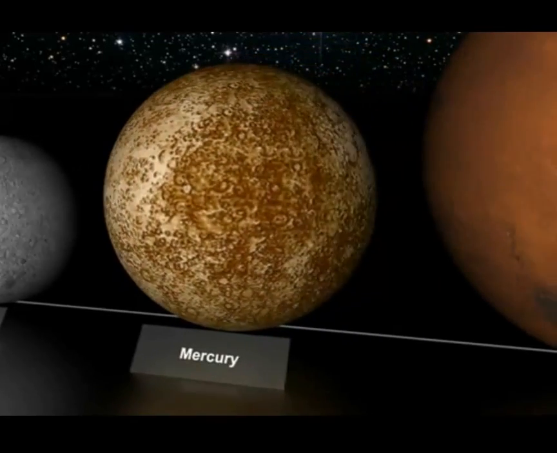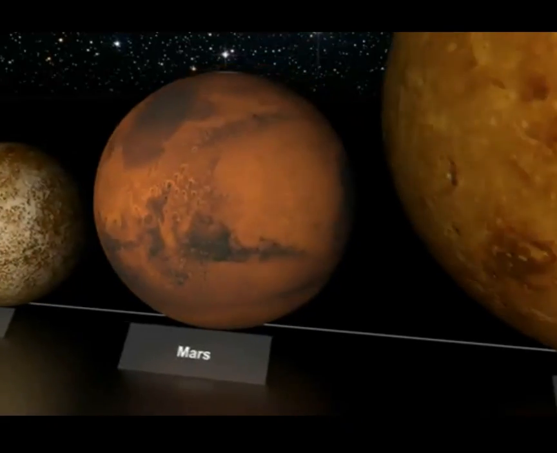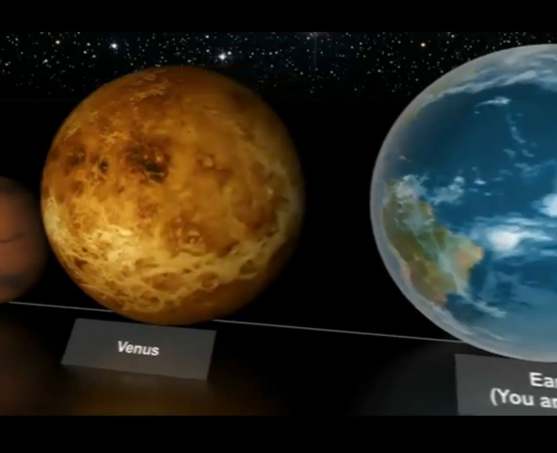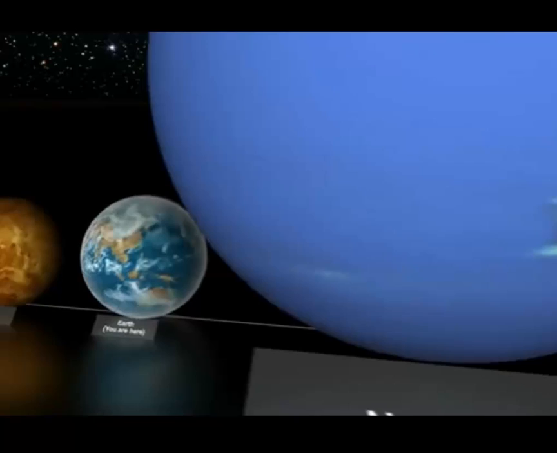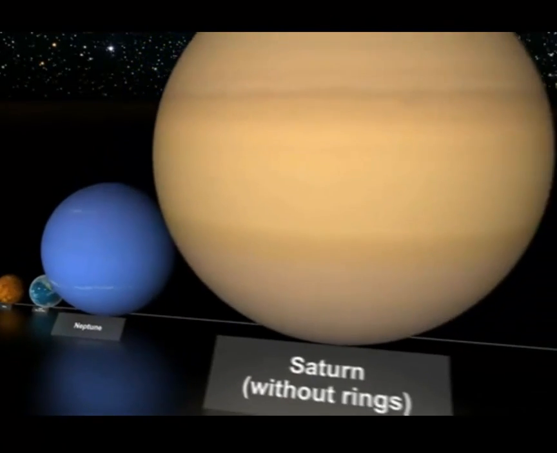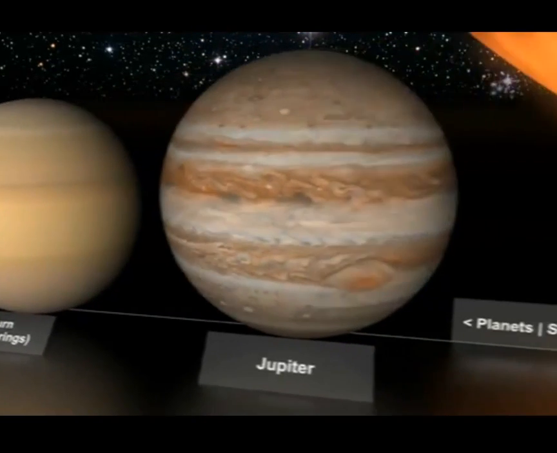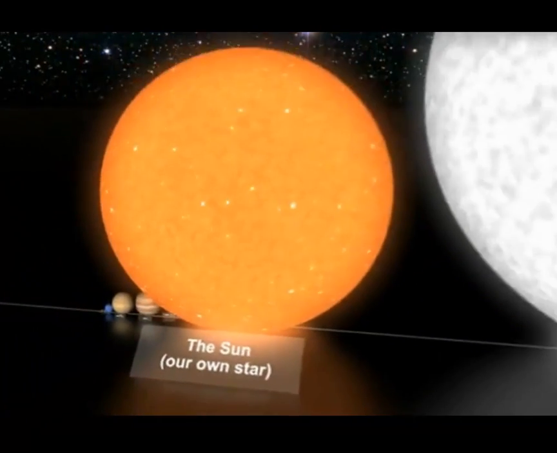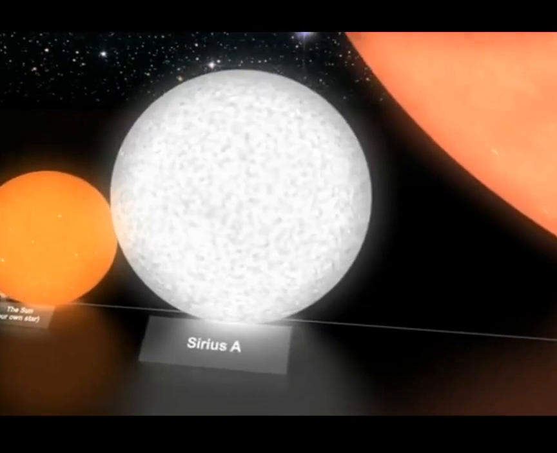Okay, so this one's starting with the moon, going to Mercury, going out to Mars, Venus, Earth, if you didn't know, you are there, Neptune, Saturn without its rings, that's the show, Uranus, Jupiter, planets over on the left, here come stars. We could actually show smaller stars, but you get the idea.